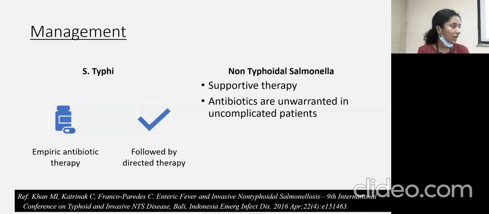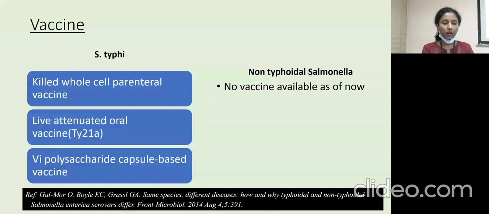Salmonella, it is largely by supportive therapy, and antibiotics are not used unless it is a complicated case. Vaccination for Salmonella typhi: there are three types. It can be a killed whole cell parenteral vaccine, a live attenuated oral vaccine, or a Vi polysaccharide capsule based vaccine. As of right now, there are no vaccines available for non-typhoidal Salmonella.